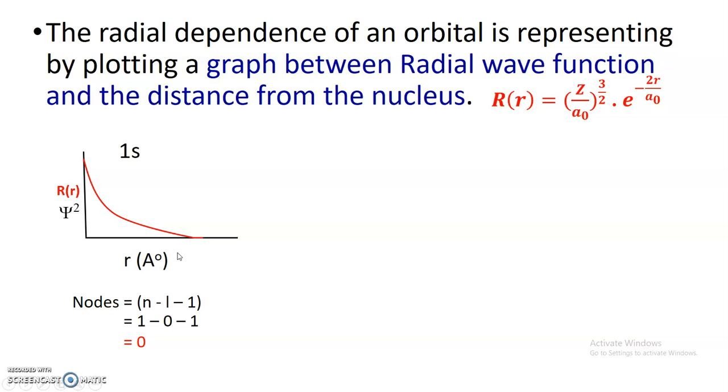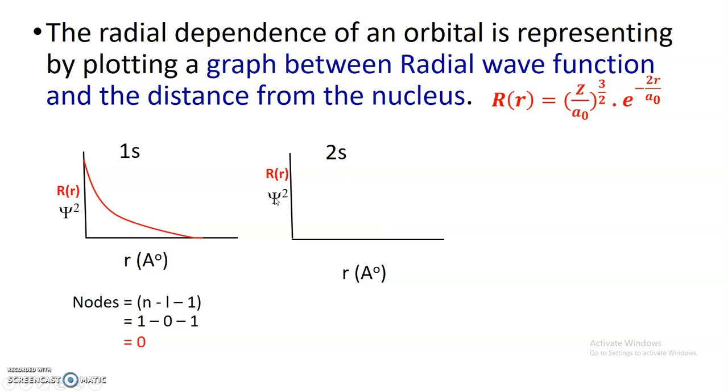And radial wave function of 1s orbital does not pass through 0. Hence 1s orbital has no radial node, and the point at which radial wave function is 0 is called a node. So for 1s orbital, node is not there. Now consider the 2s orbital.